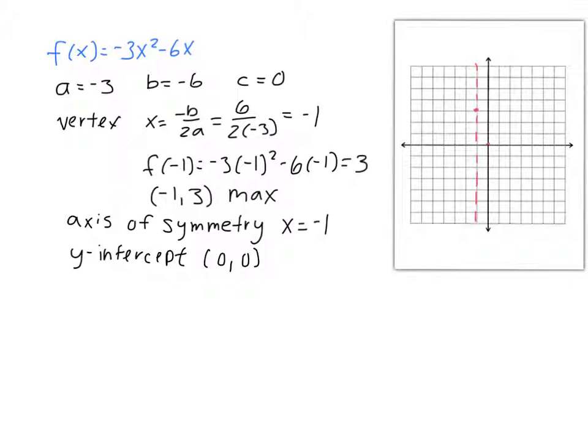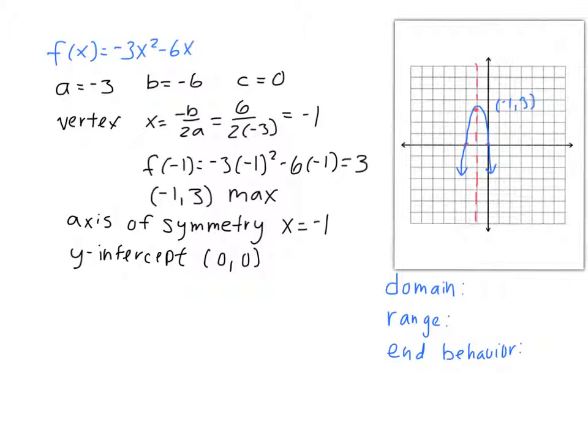And then using symmetry, we can bounce that point across the axis of symmetry and get our third point. 3 points is enough to determine a parabola. So we'll connect those 3 points with a smooth curve. And there is our parabola.